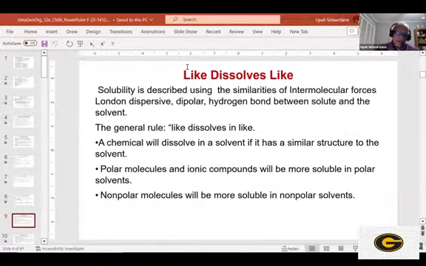The idea homogeneous mixtures are formed is based on the statement like dissolves like. Like means if the solvent and solute have similar intermolecular forces, polar molecules dissolve in polar, non-polar molecules soluble in non-polar solute. Therefore, formation of homogeneous mixtures is explained.